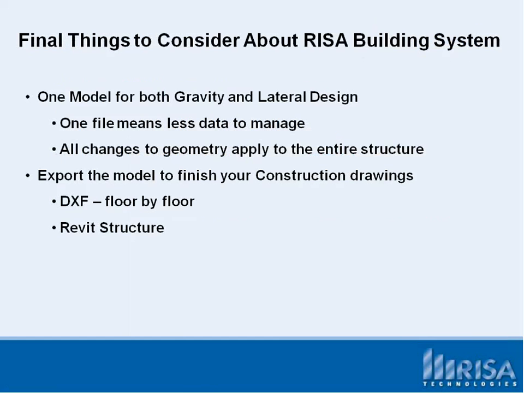Final things to consider about the RISA building system. So one model for both gravity and lateral design. That means that one file means less data to manage. All the changes that you make to geometry are going to be applied to the entire structure. It's a great tool to have one model, and you're not having to make sure you make the change between different models. And I imported it from Revit Structure right there, but we can export your model once we're finished. So at this point, I can say File Export and send it to make it a construction drawing.